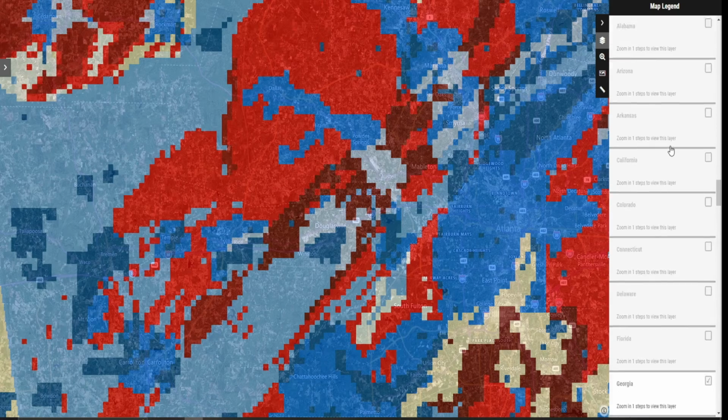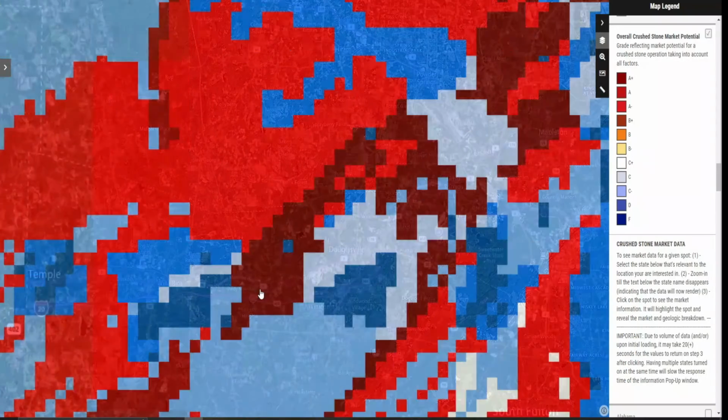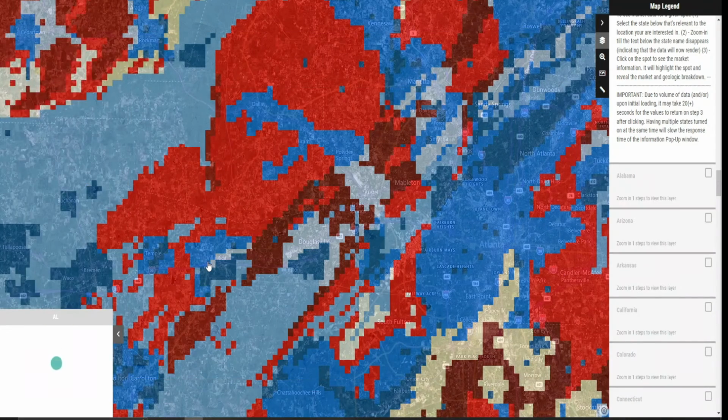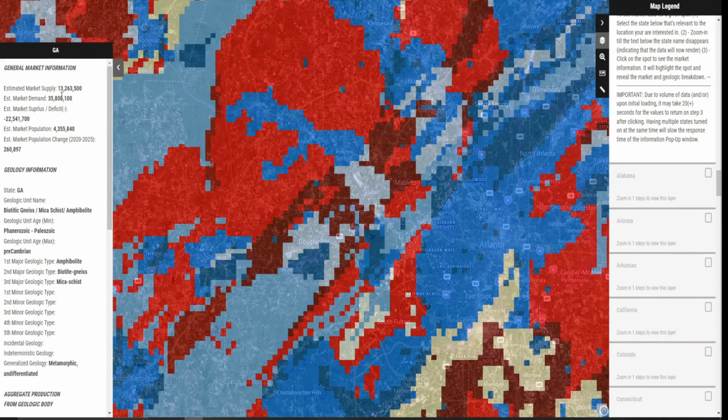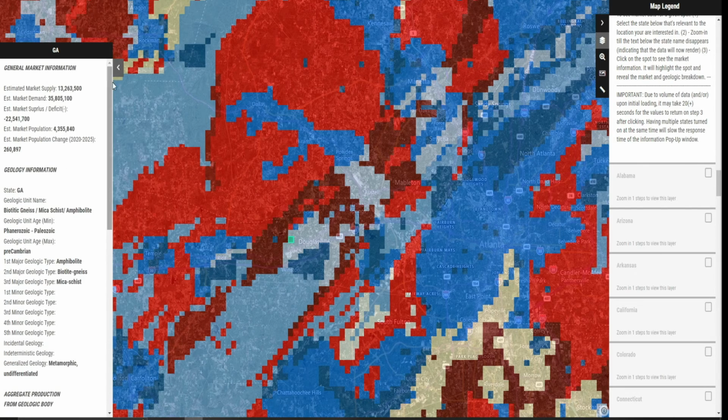We turn on Georgia. We find a spot of interest that we want to investigate. After which we can see that there's no loading icon, so it's sufficiently loaded. We can click on a given location. And now we can see the market supply and demand for the given market tied to this specific point and get the breakdown information for this spot in Georgia.